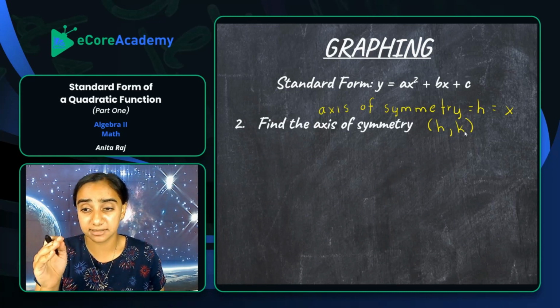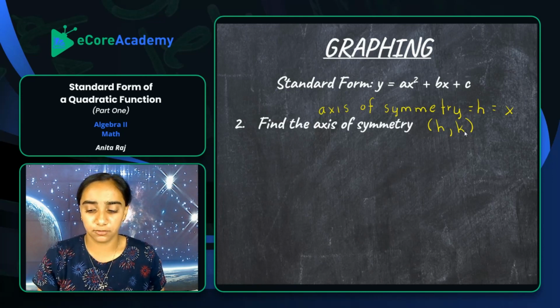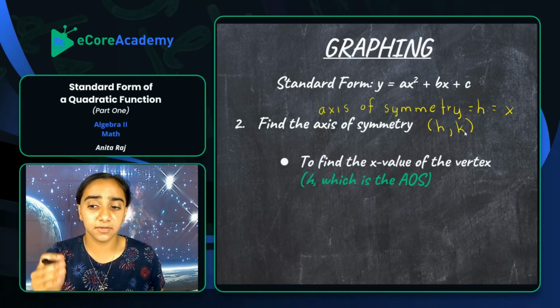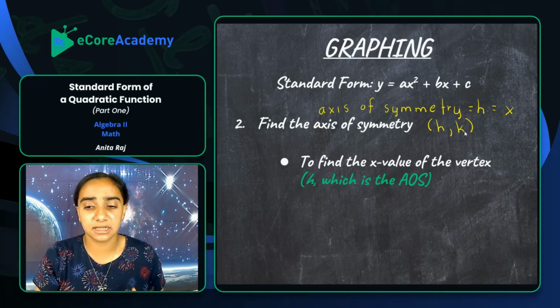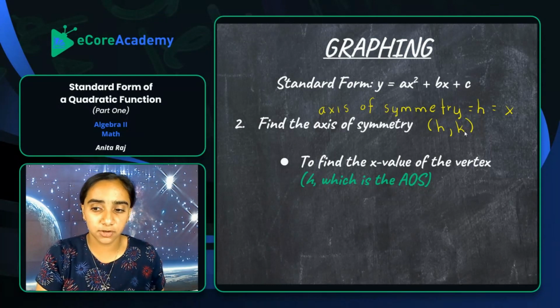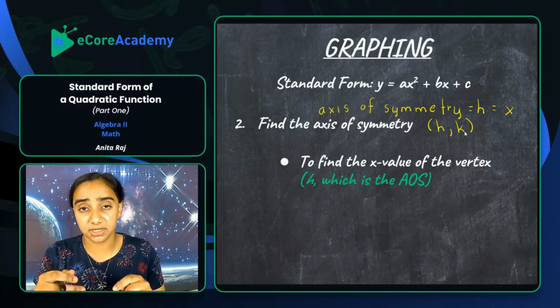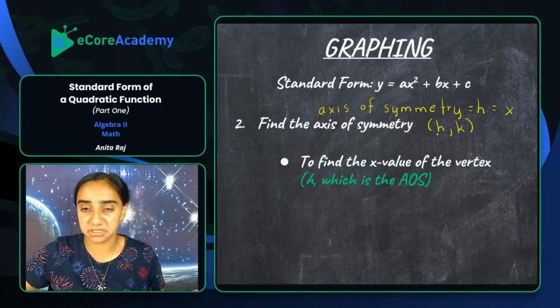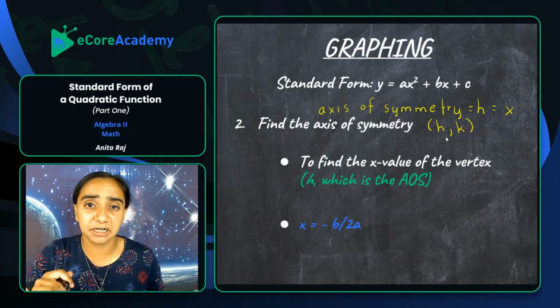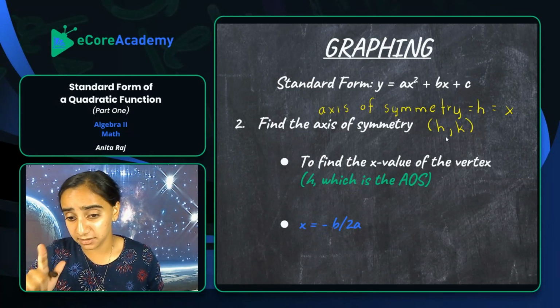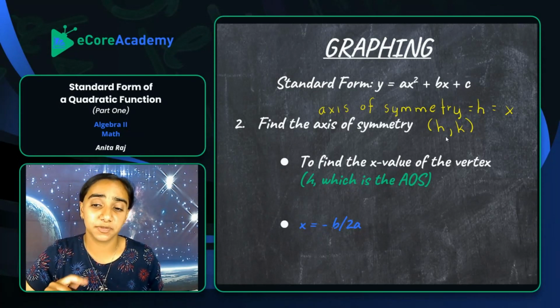And let's look at exactly how to do that using standard form. So you're going to be finding the x value of the vertex, as I just said, h, which is the axis of symmetry. Remember, we abbreviate axis of symmetry as AOS. So the x value of the vertex is h, and it's exactly what I just set up here: x equals negative b divided by 2a. This is something you also need to memorize with standard form.